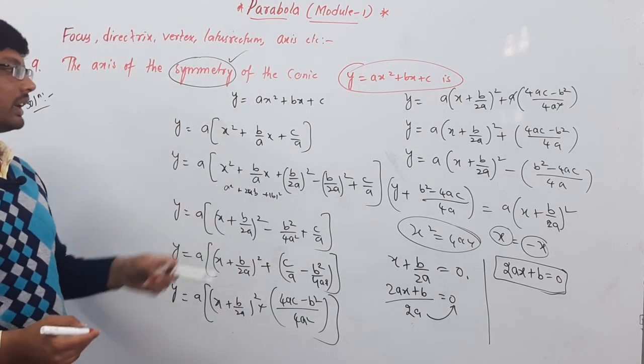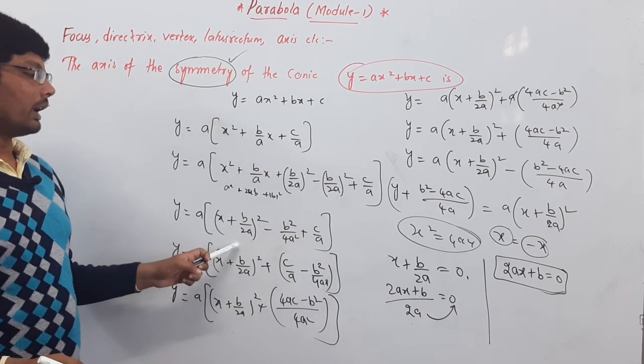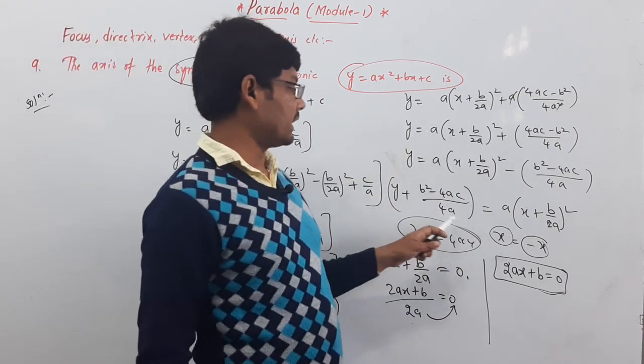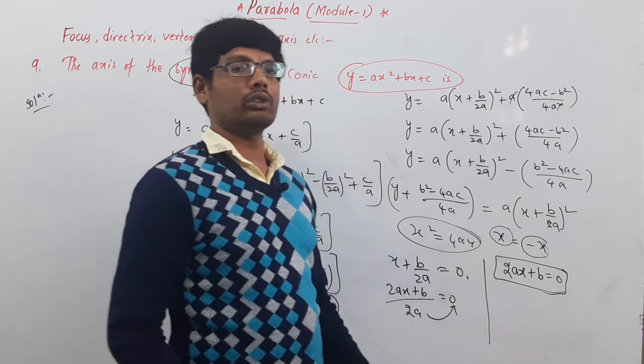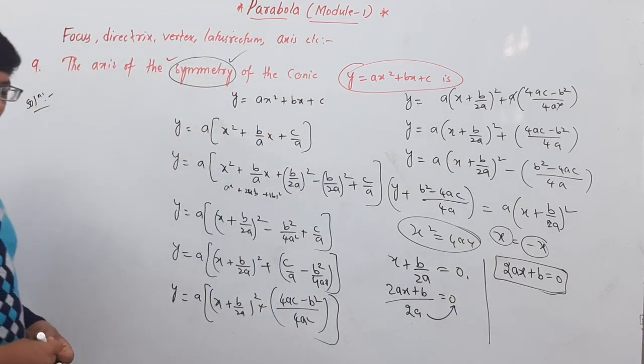So first we have to take a as common and add the two values here, to become a into (x plus b by 2a) whole square. On solving these two, we get the form of a parabola, and after getting this value, equate it to 0 for the symmetric condition here. This is all about this question.